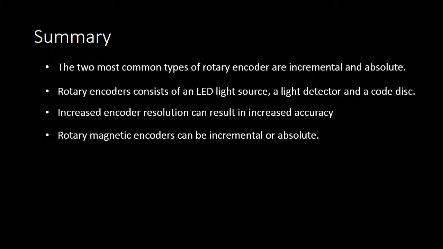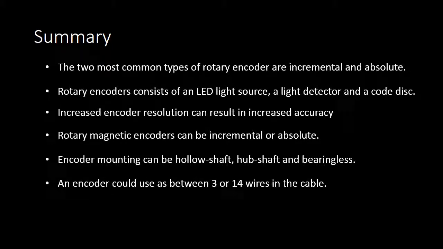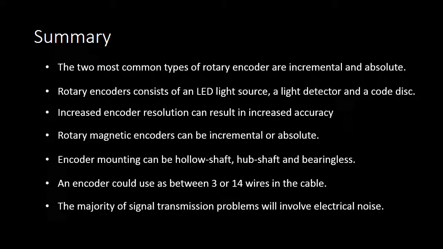Encoder mounting styles are typically classified as shafted, hollow shaft, hub shaft, and bearingless. The type of mounting chosen will optimize both the life and the performance of the encoder. Each channel may only require one wire, so a single channel encoder could use as little as 3 wires in the cable, or as many as 14 for added functionality. The majority of signal transmission problems will involve electrical noise. Using proper shielded cables and earthing is important. Many problems can be avoided with good wiring and installation practices.